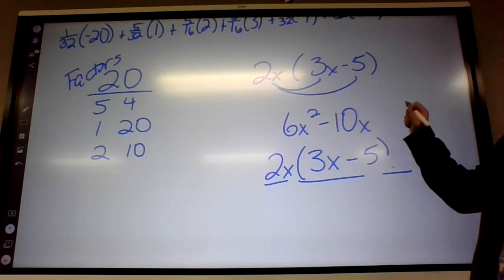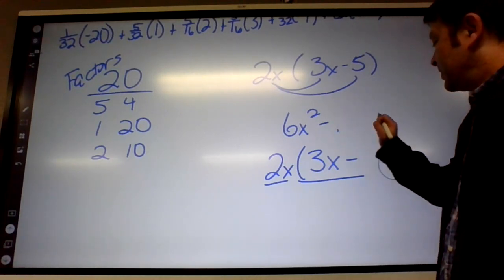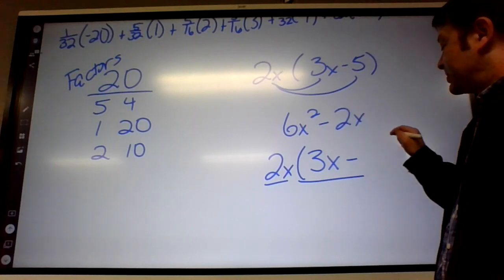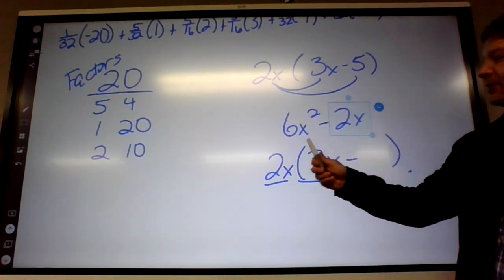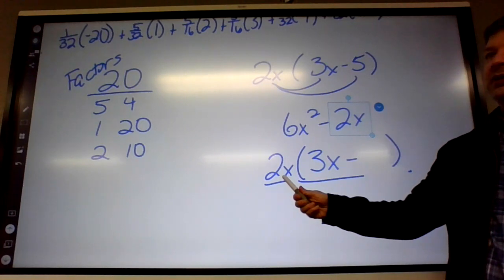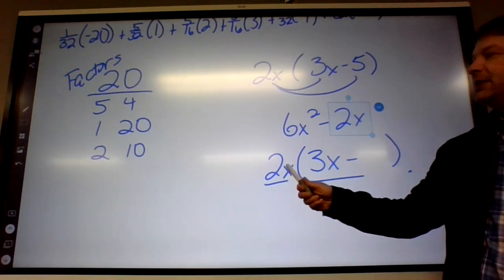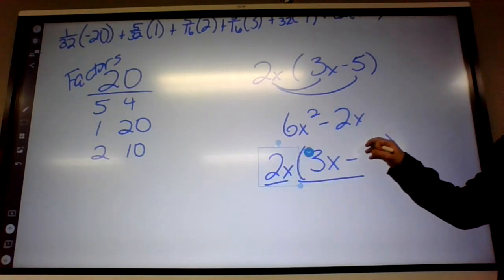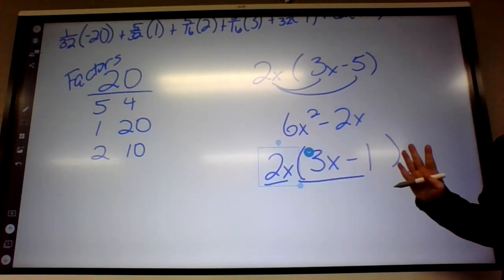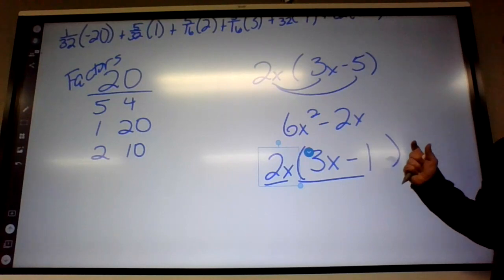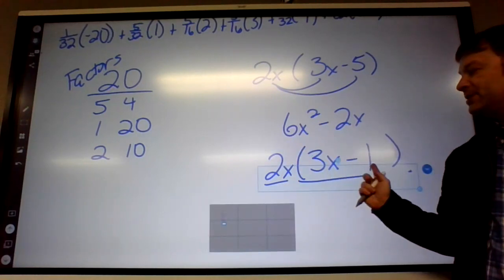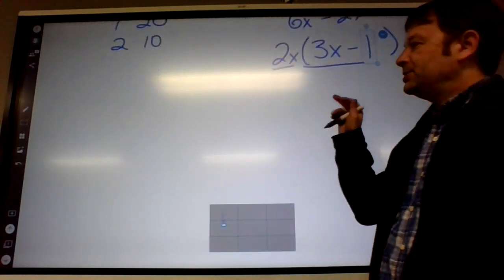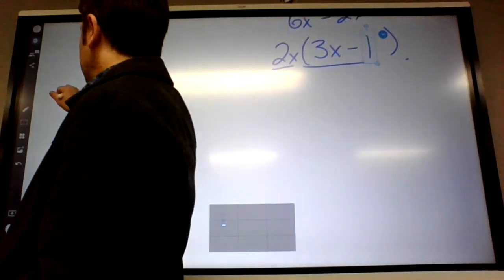Oh, I know. What if this had been a 2x? If I take a 2x out of that, what's going to be left? 1. Because we're dividing. 2x divided by 2x is 1. It's not nothing. When we're taking it out, we're dividing it out. So 2x divided by 2x is 1. All right, let's jump in.